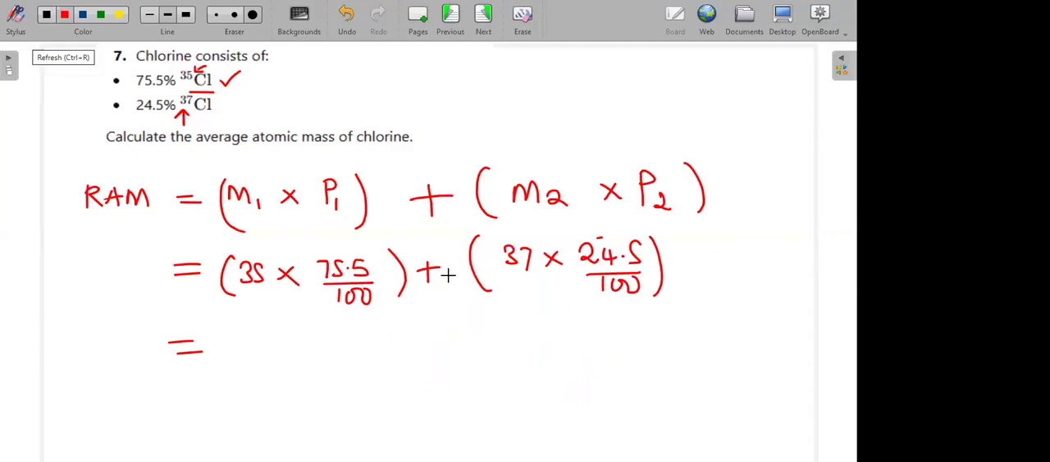Okay, so I was punching this on my calculator. What I found is 35.49. The average atomic mass, or the relative atomic mass, is measured in units that we call atomic mass units, AMU. So this one here will be our average atomic mass. Any questions on how we've solved that one?